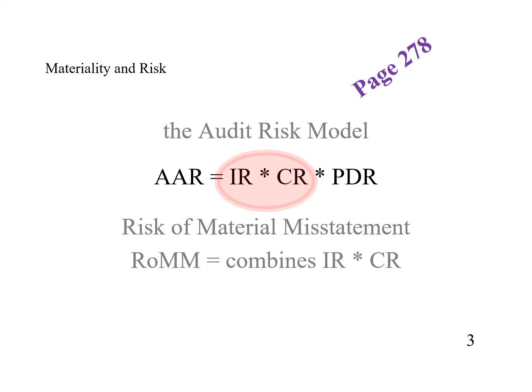The audit risk model, as I learned it, was audit risk equals inherent risk times control risk times detection risk. It's a planning model. It helps you think through how you're going to plan your audit. Inherent risk and control risk are often combined and called the risk of material misstatement, ROM. So audit risk equals inherent risk times control risk times detection risk.